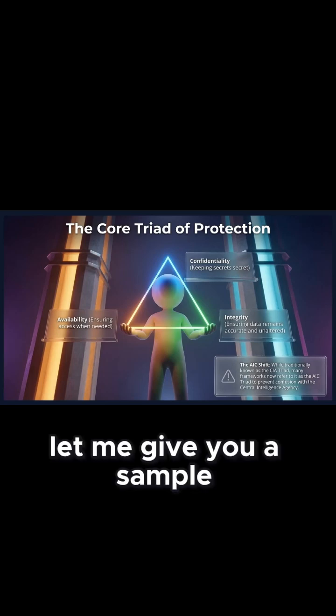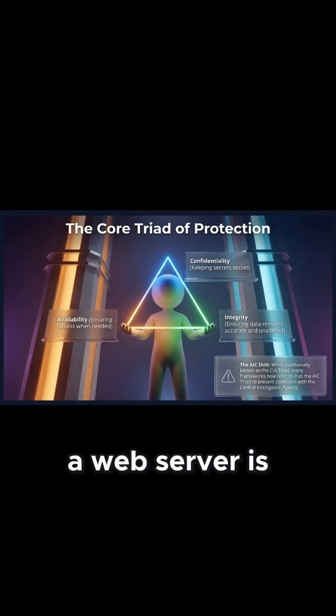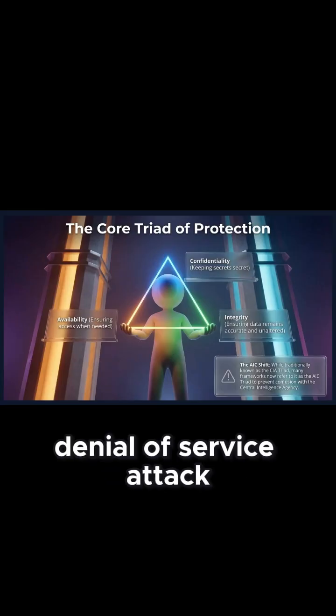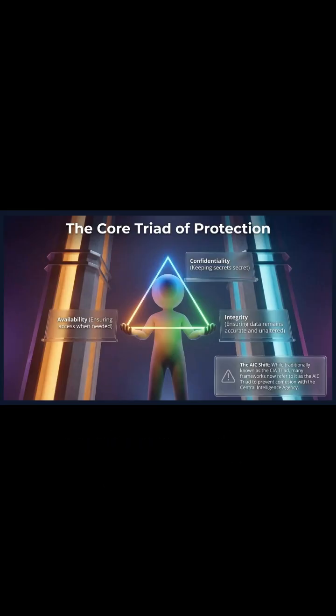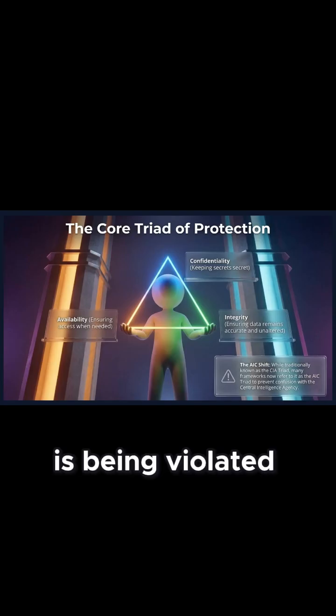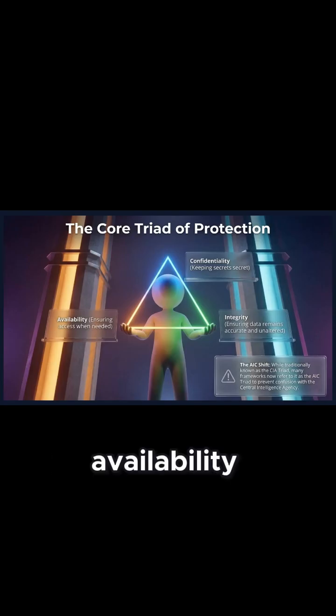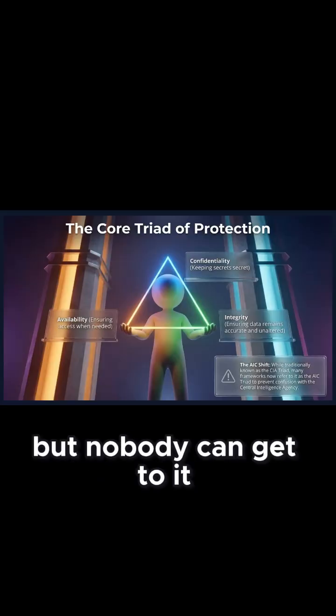Let me give you a sample question. A web server is hit by a massive distributed denial of service attack, and customers cannot access their accounts. Which core principle is being violated? Availability. The data is still confidential and it still has integrity, but nobody can get to it.